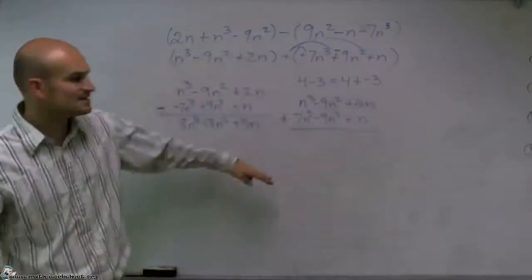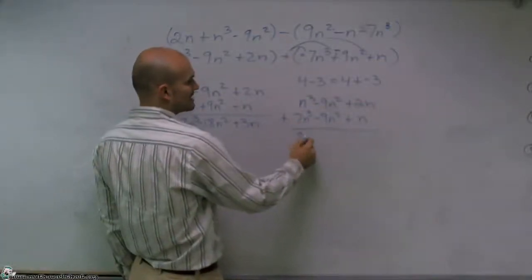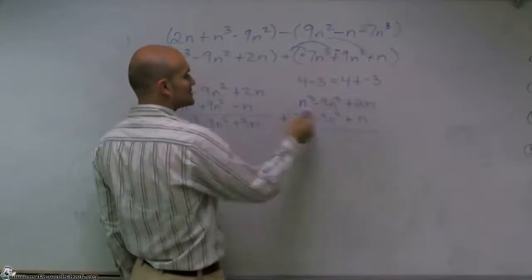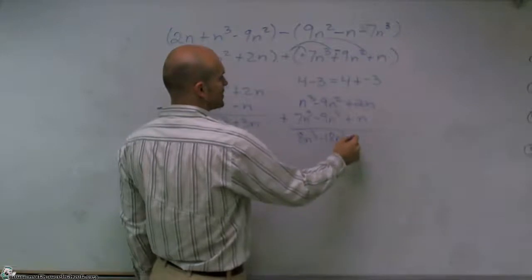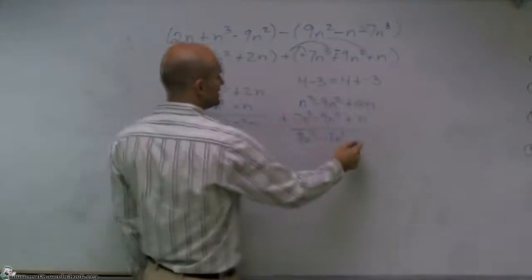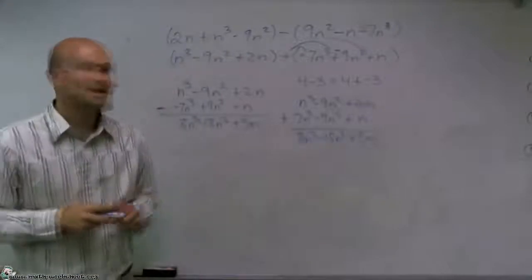And what you'll see is, as I add these vertically, n cubed plus 7n cubed is 8n cubed. Negative 9n squared plus a negative 9n squared is a negative 18n squared. And 2n plus n equals a positive 3n. So there you go, ladies and gentlemen. There are 2 ways to solve the problem.